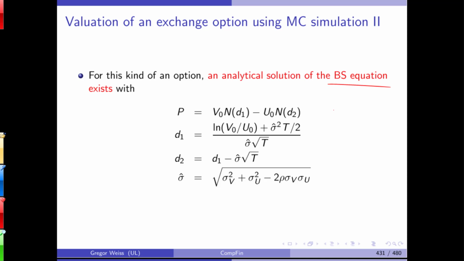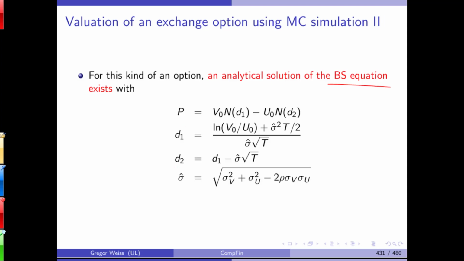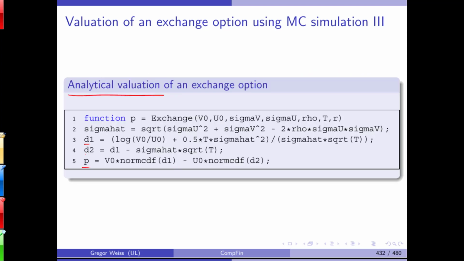Again, we have an analytical solution here from Black-Scholes, which is P equals V0 times D1 minus U0 times D2, and D1 and D2 and sigma hat are given here. Simply plug in the parameters and you would get the Black-Scholes price. But we want to do it with Monte Carlo simulation. So this is the analytical valuation, the pricing using Black-Scholes. Not very interesting, just those 4 lines of code here: P, D1, D2, sigma hat.